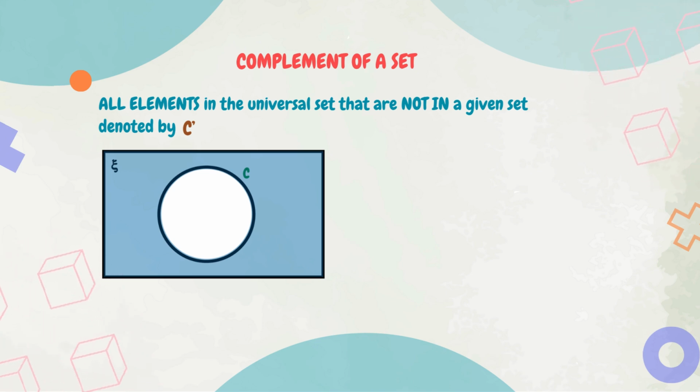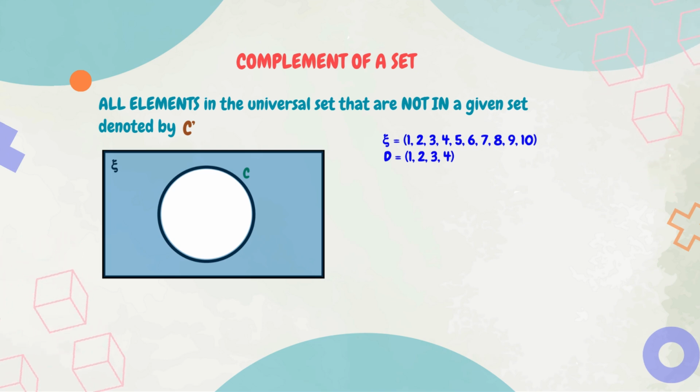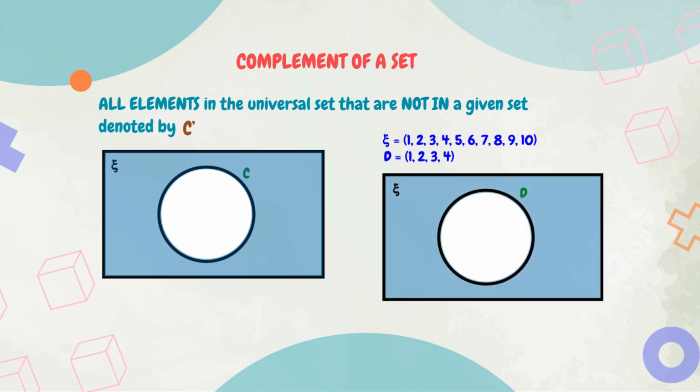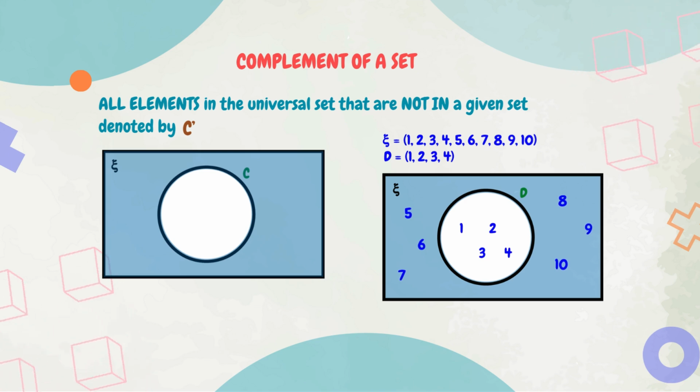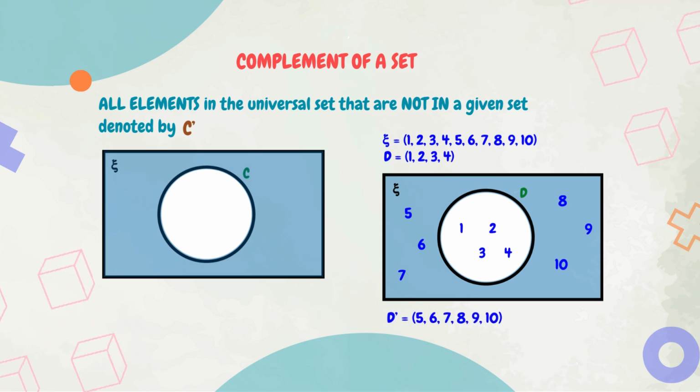of the universal set. For example, given that the universal set has elements 1 to 10 and set D has elements 1 to 4, show the sets in a Venn diagram and find the complement of set D. Always start with drawing a rectangle to represent the universal set. Set D has elements 1, 2, 3, and 4. Then elements 5, 6, 7, 8, 9, and 10 have to be outside set D but within the universal set. The complement of set D are all elements in the universal set that are not in set D. That is elements 5 to 10. So the complement of set D is equal to 5, 6, 7, 8, 9, and 10.